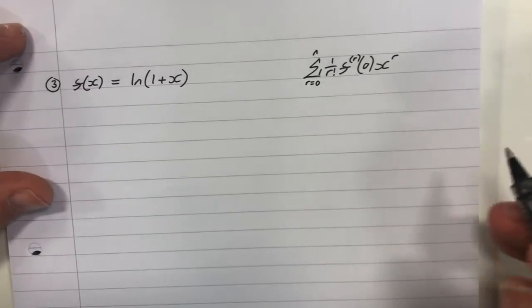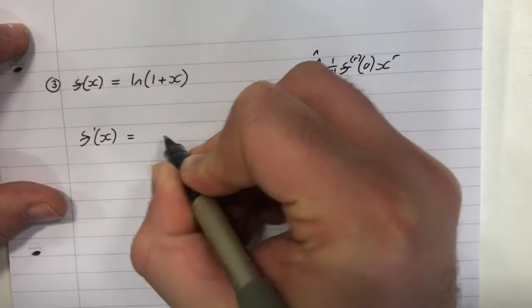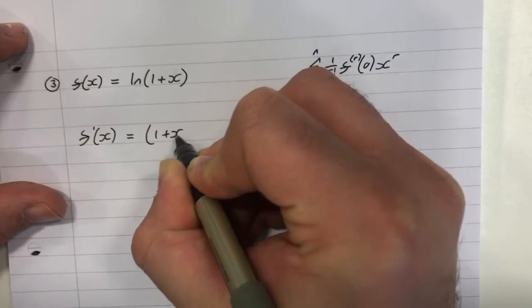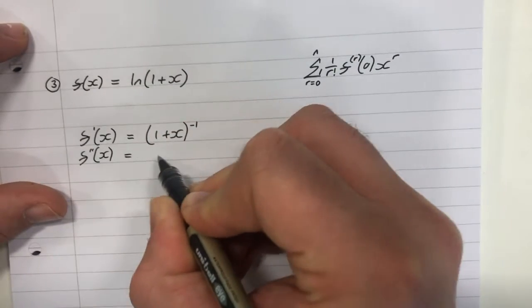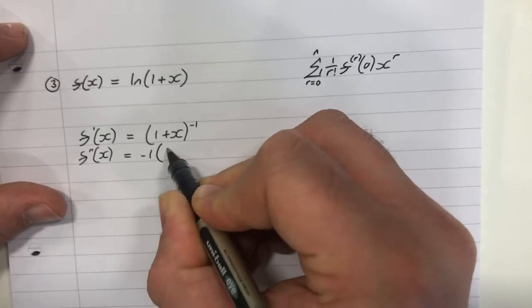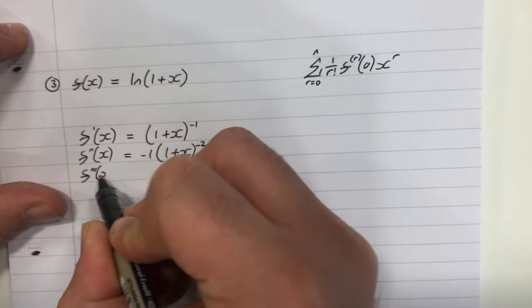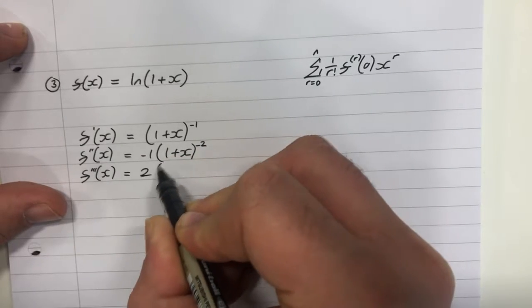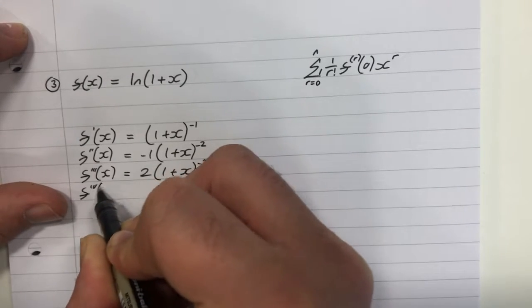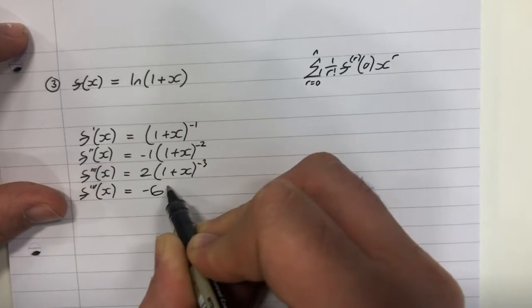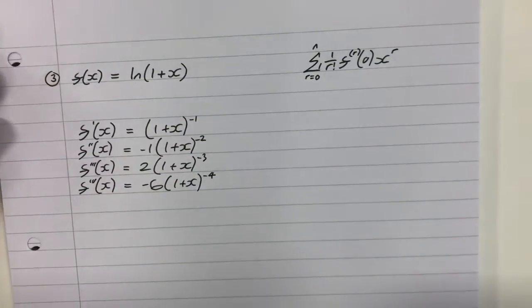So I'm just going to do the first couple of derivatives. Well, I did more than a couple actually. F primed of x is going to be 1 plus x to the minus 1. F double primed of x is minus 1 into 1 plus x to the minus 2. F triple primed of x is 2 into 1 plus x to the minus 3. The fourth derivative of x is minus 6 into 1 plus x to the minus 4. You get the idea, hopefully.